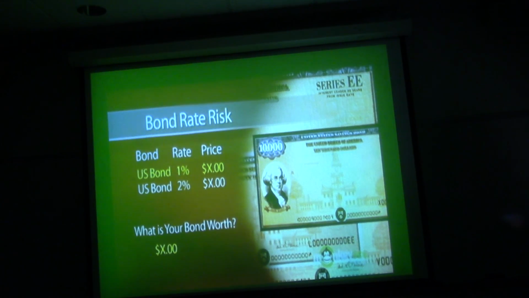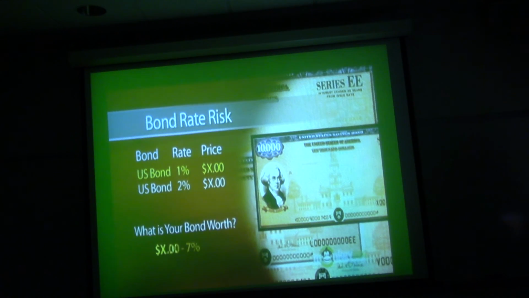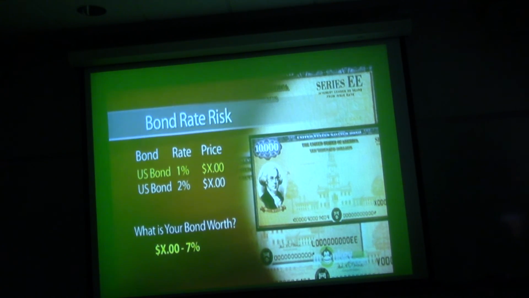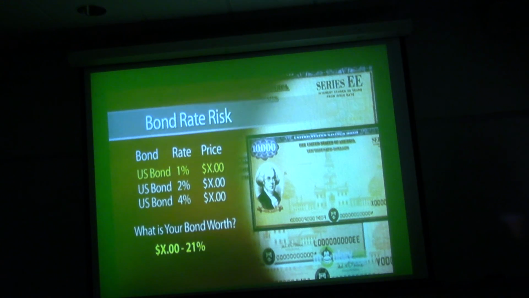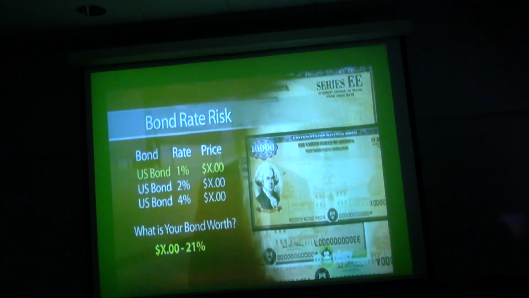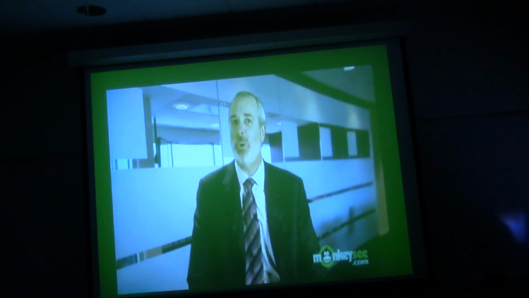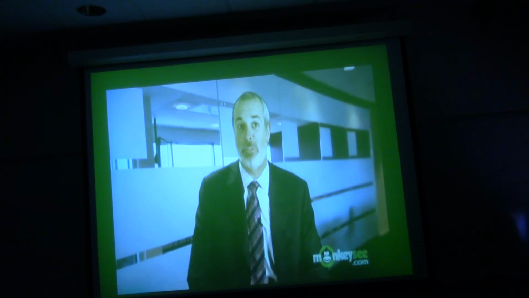How much lower? Well, it's based on a calculation called duration, and you could lose as much as 7% for every 1 point increase in interest rates. That's for a bond with a 7-year duration. So if interest rates go up 3%, that bond's value could fall by 21%. So you see, bonds aren't quite as safe as you may have thought.